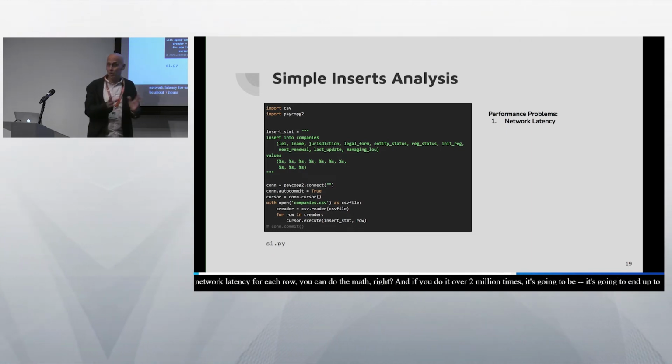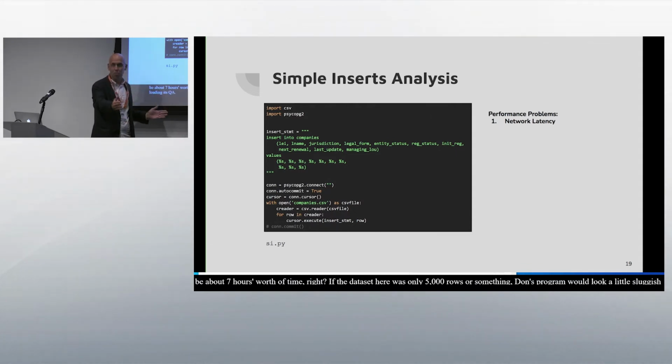If the data set here was only 5,000 rows or something, Don's program would look a little sluggish loading into QA, but it would only take a minute or so still. You wouldn't see the problem. You have to have a bigger data set for these problems to really manifest themselves in a terrible way. So she sees that as one problem.